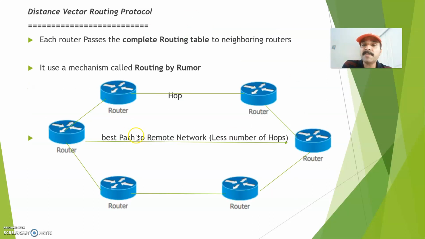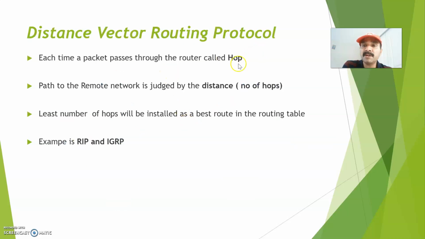And each and every time a packet passes through the router, we call this a hop. So the path to the remote network is judged by the distance. That is what we call a distance vector routing protocol. So always the least number of hops will be installed as the best route in the routing table. And the examples are RIP and IGRP.